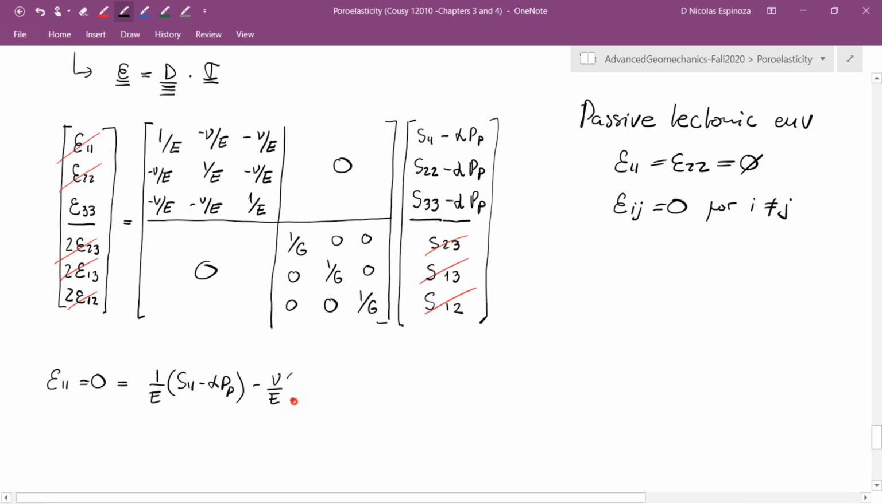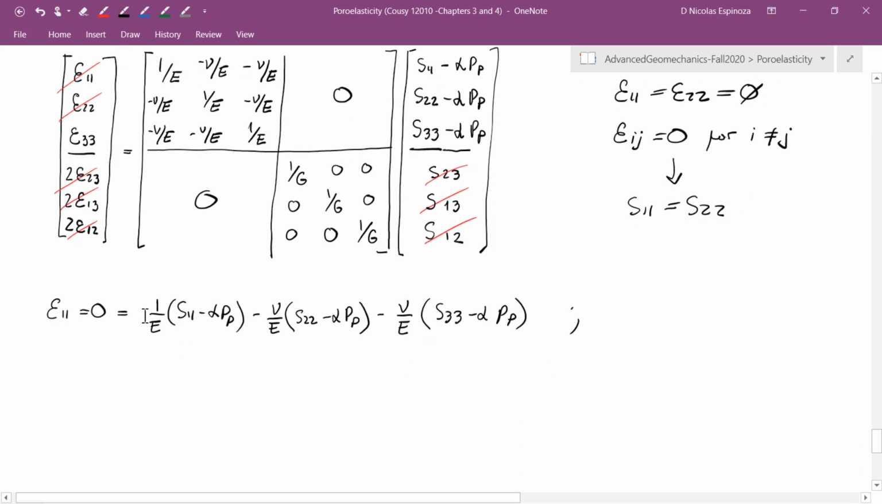This one is the second. And finally, the third is this one. Okay. But from these conditions also we know that S11 is equal to S22.